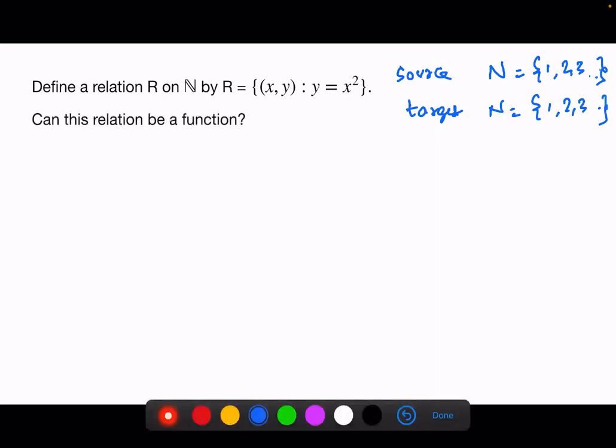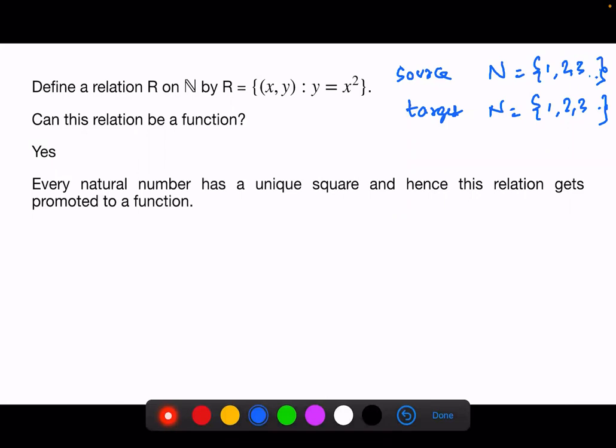Yes, sir, it can be a function since it has same image. Very good. So it can be a function. Because you take any natural number, you get a square which is perfectly in the same set. So yes, the answer is yes. Every natural number has a unique square. So hence this relation gets promoted to a function. Very good.